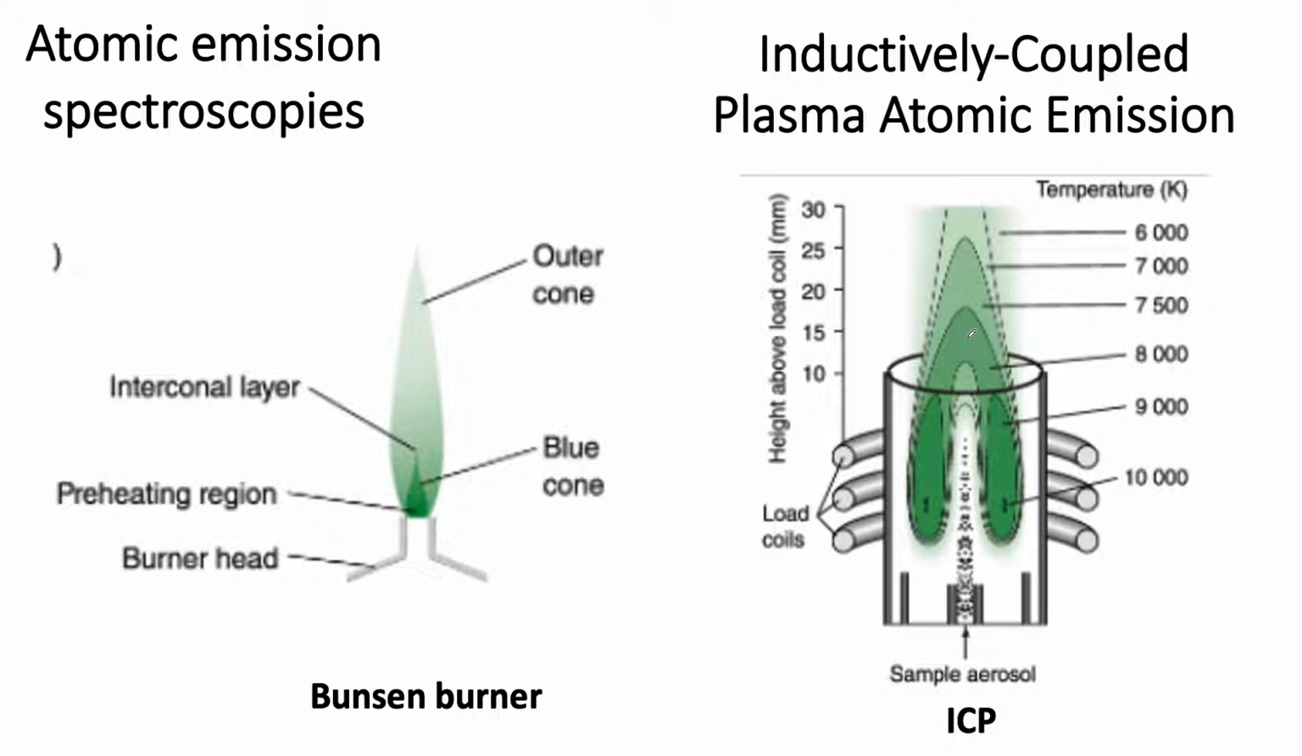And you can then see emission coming from different atoms. And this ICP, because it's so hot, right? It's twice as hot as this Bunsen burner. You know, it's many times more expensive, but it's twice as hot. It's much more stable. There's less interference, and you get more signal out of it.